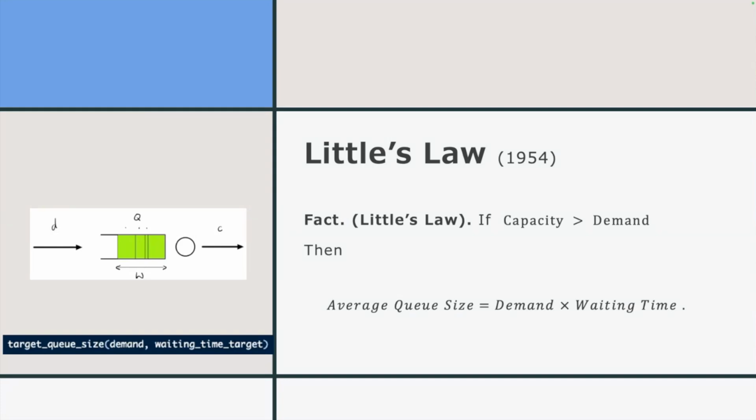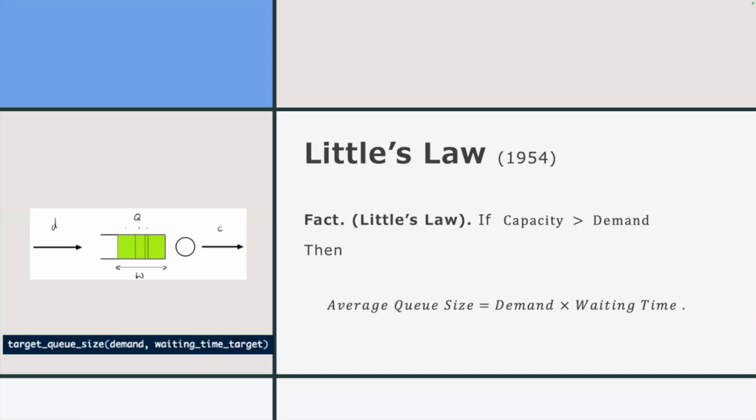Another thing is, how did I draw these nice lines? There's a rule called Little's Law that says if I look at my capacity here and my demand here, then there's a relationship between the average queue size, the average wait and the demand. The average queue size equals the demand times the waiting time. This is quite useful in the Manchester data and will be useful generally.